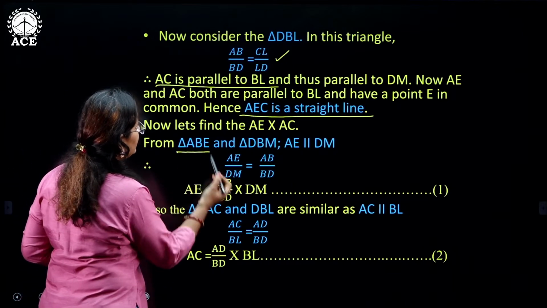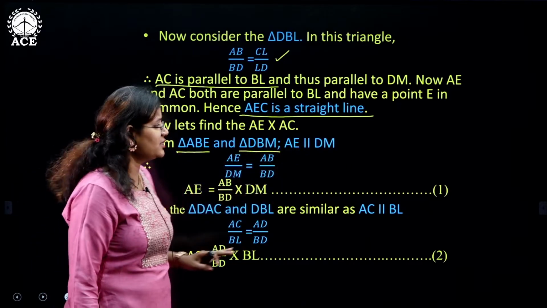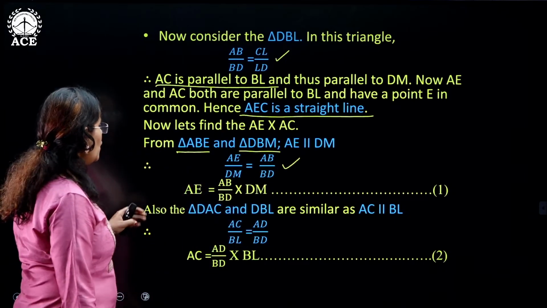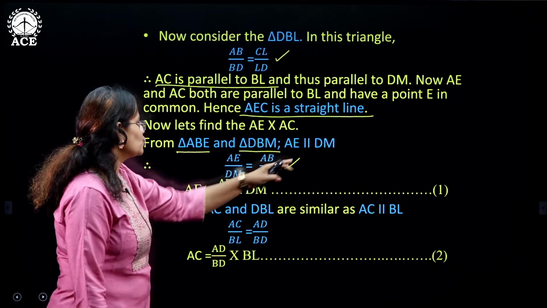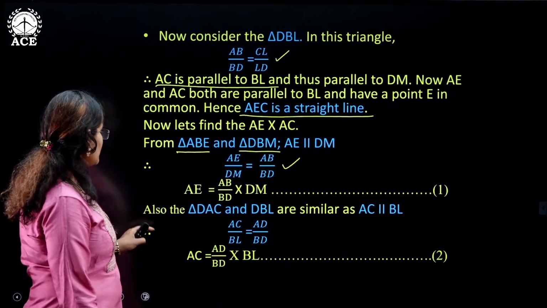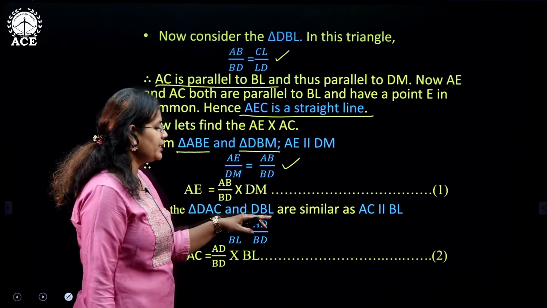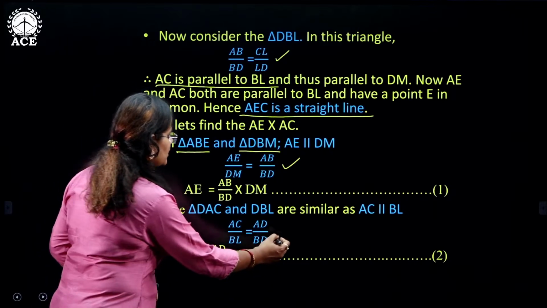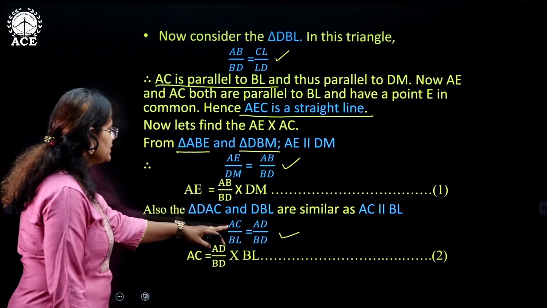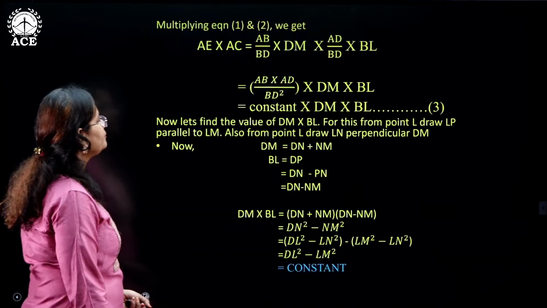Now I will consider the triangles ABE and DBM. Since AE is parallel to DM, we can write AE by DM is equal to AB by BD. So AE is AB by BD into DM, just the cross multiplication there. So let us consider that to be the first equation. Also in the second triangle, considering triangles DAC and DBL, we will write this ratio: AC by BL is equal to AD by BD. Again, AC is equal to AD by BD into BL. That is considered to be the second equation.